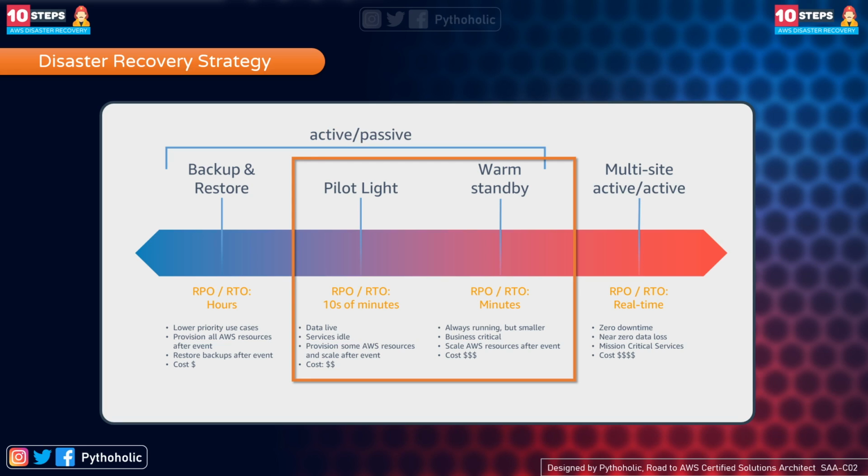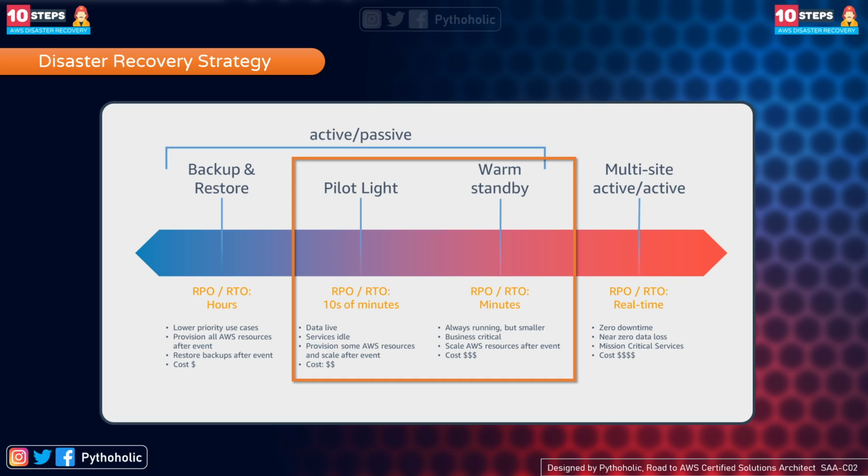Now let's come back to the diagram here. So here, as we already discussed, backup and restore takes hours to restore. So that is why it's just for low priority use cases or less critical workloads. And you provision your workload after the disaster has occurred. And this is the lowest cost disaster recovery.